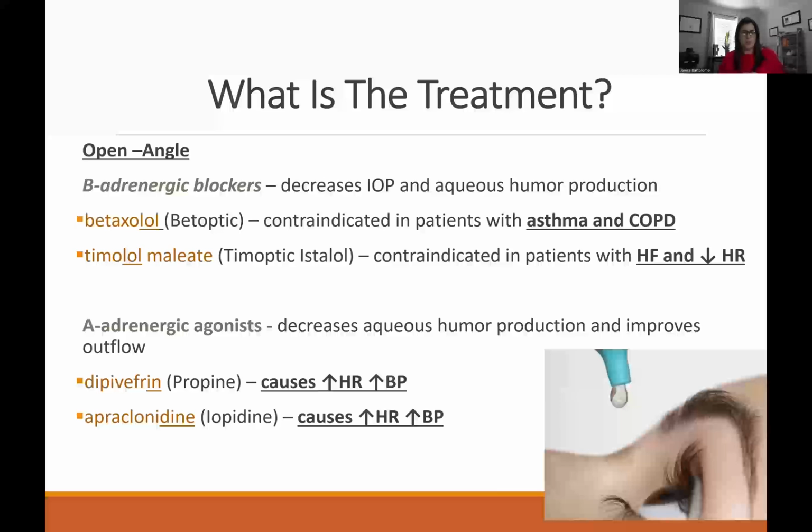And if you stop your drops, then you can have a severe increase in intraocular pressure. So it's very important to educate your clients: hey, we have to continue these drops, but they don't cure it. It just controls that pressure.